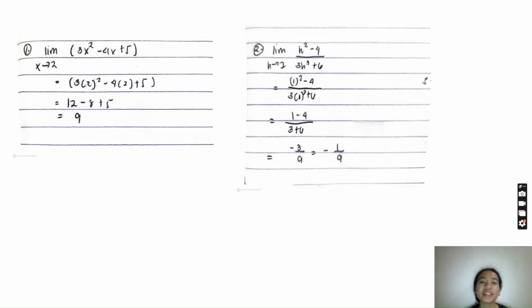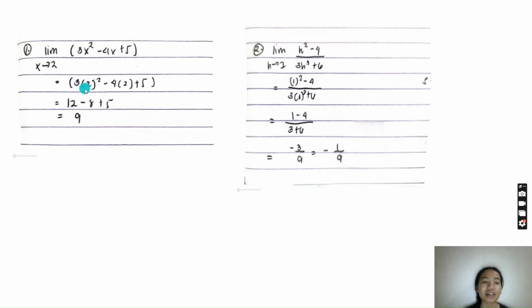Good day, everyone. Today we are going to discuss limits involving functions. So the first one here is: given the limit of the function 3x squared minus 4x plus 5 as x approaches 2, we are going to find the value of the limit of 3x squared minus 4x plus 5 as x approaches 2.